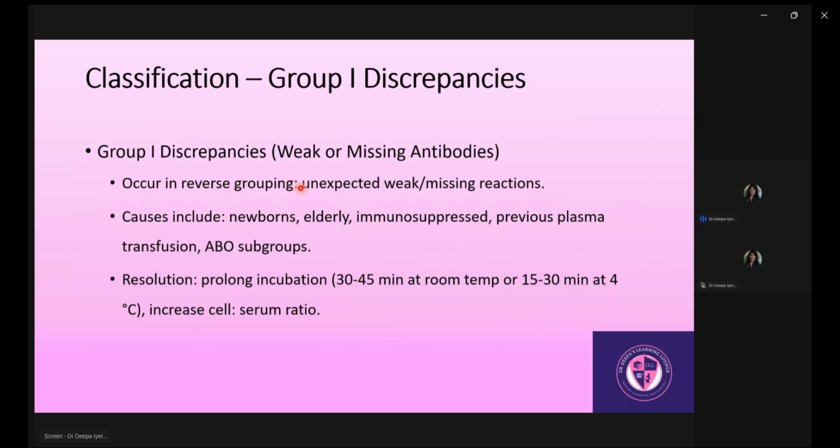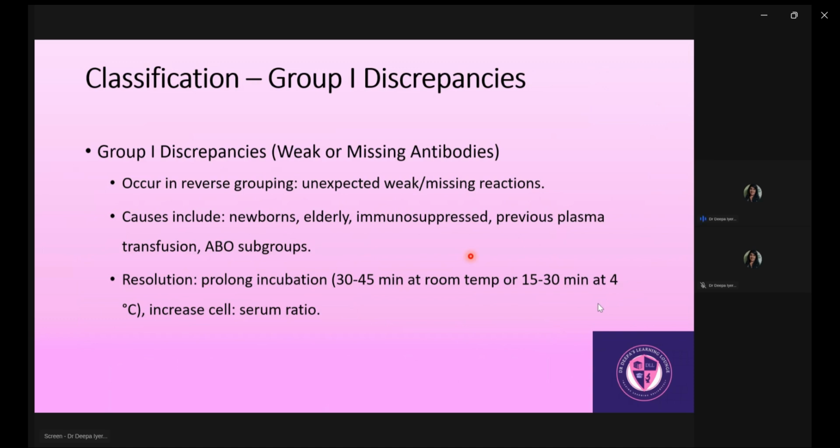So discrepancies are basically divided into four groups for the sake of understanding. The first is group 1 discrepancy. Group 1 discrepancy is related to a missing antibody in reverse grouping. Forward is showing something, reverse doesn't match. Reverse grouping does not show antibody, which means antibodies are less in that individual. I already told you the scenarios in which antibodies are less: that is a newborn, where the antibody is immature, or an elderly person, when the antibodies have declined.